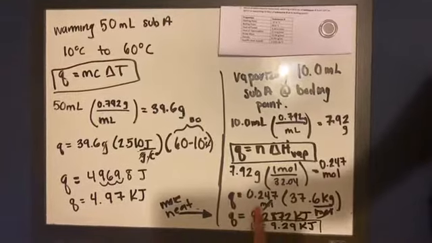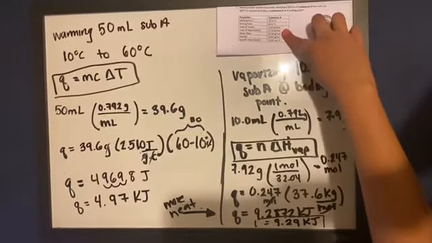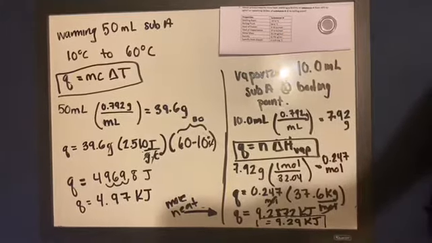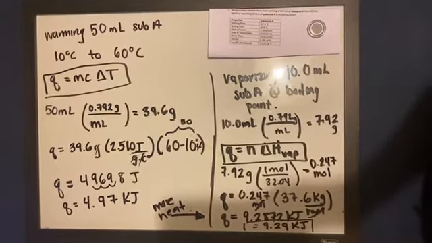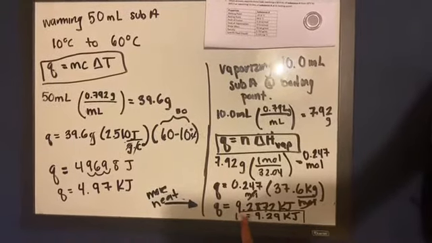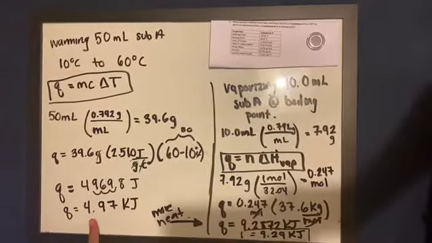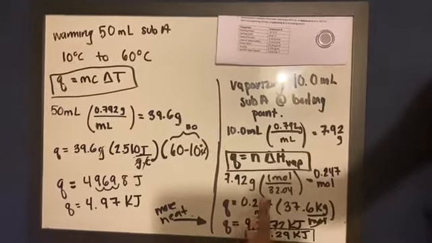And then plug everything into the equation. Q equals 0.247 moles times the heat of vaporization, which is 37.6 kilojoules per mole, and after multiplying it across, you get 9.29 kilojoules, which is more than the 4.97 kilojoules, so more heat is required when vaporizing.